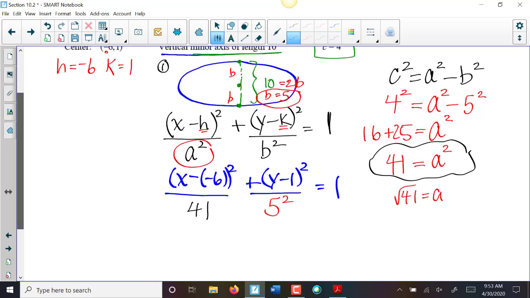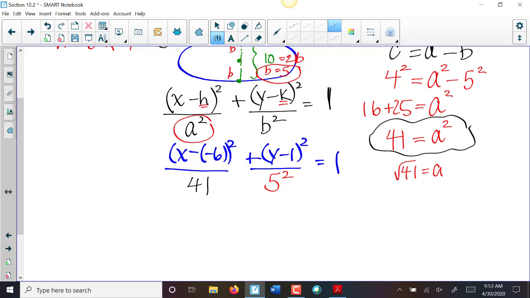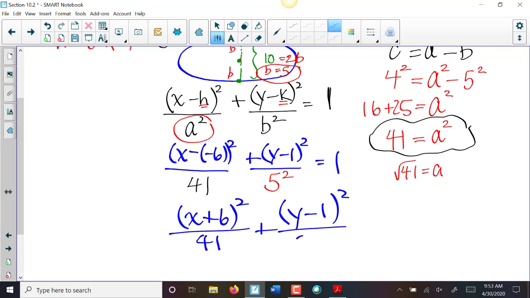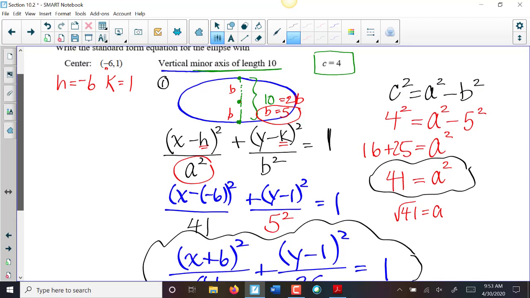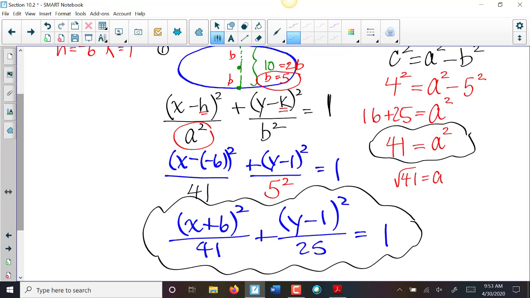Okay, so all I have to do is pretty that up a little bit, and I've got the standard form equation. So it becomes (x plus 6) squared over 41 plus (y minus 1) squared over 25 equals 1. So this would be the standard form equation of the ellipse that had those given features that we started with.